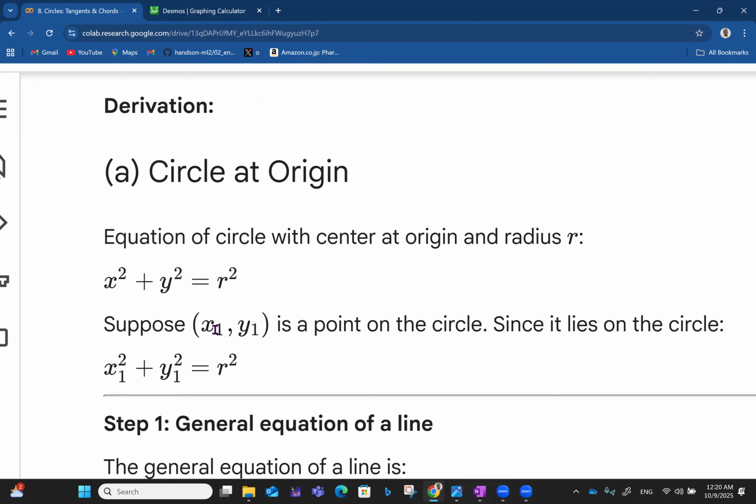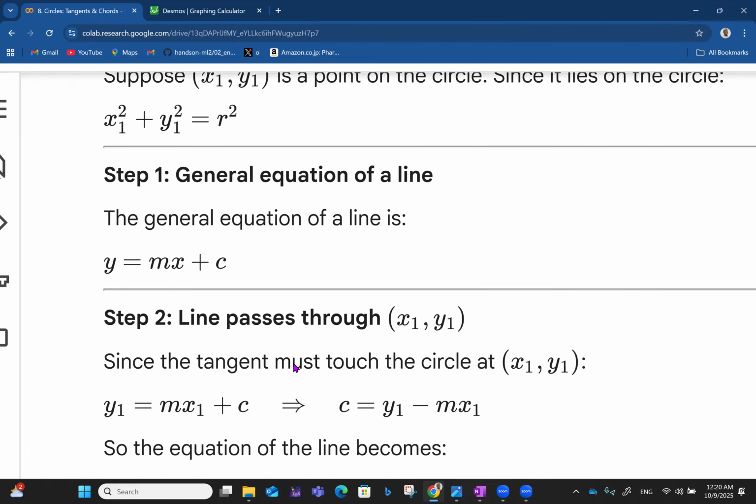Then suppose that x1, y1 is a point on the circle. We already know that for x1 and y1 to be a point on the circle, it means that the square of x1 plus the square of y1 should be equal to the square of the radius. That is established. We saw that in the last video. So since it lies on the circle, x1 squared plus y1 squared is equal to r squared. Established.